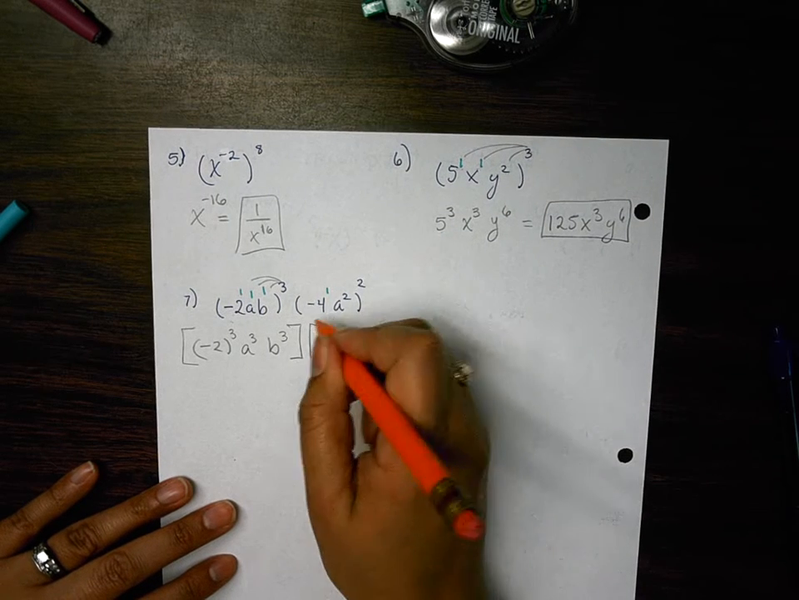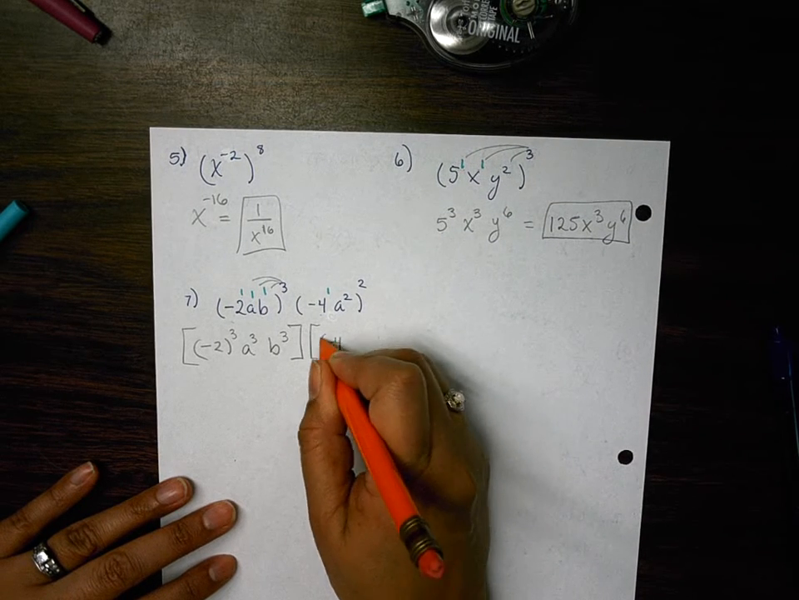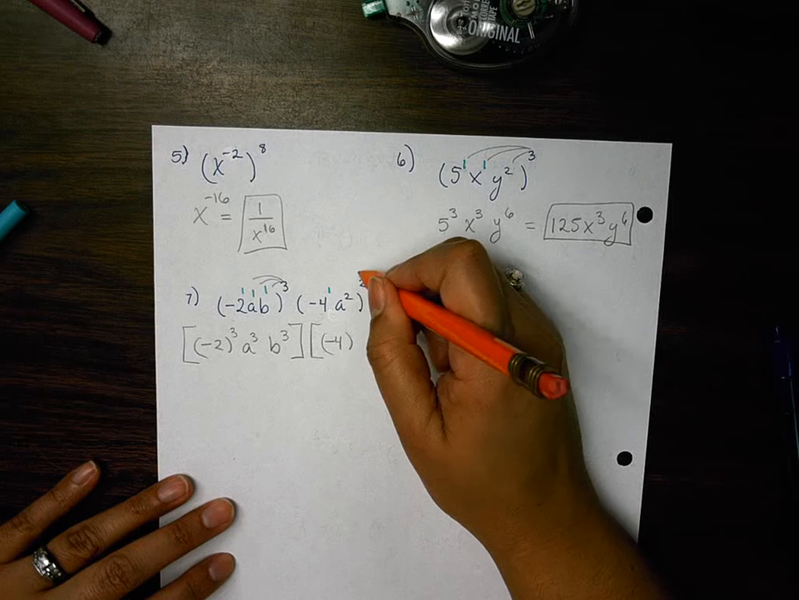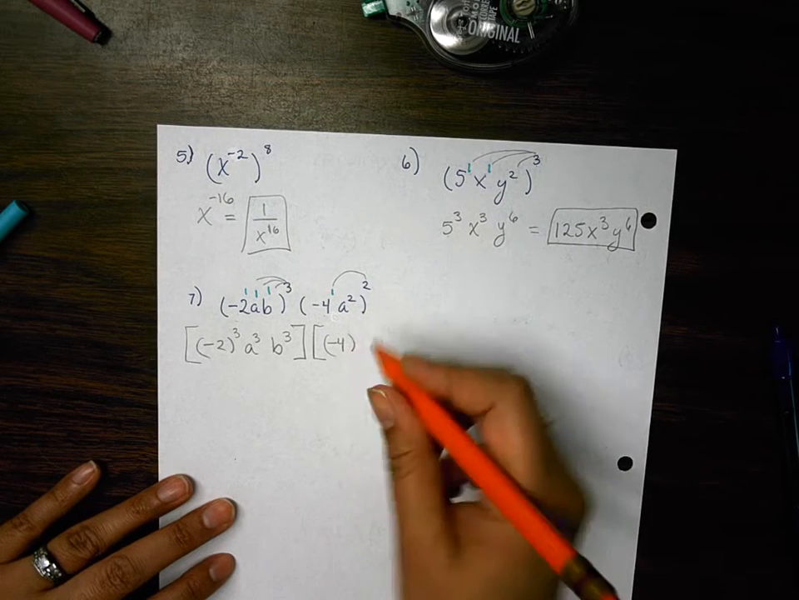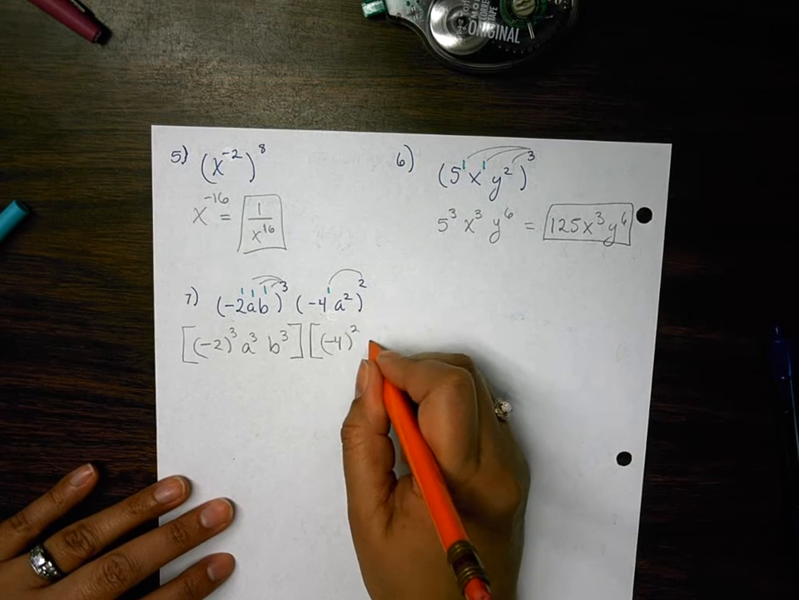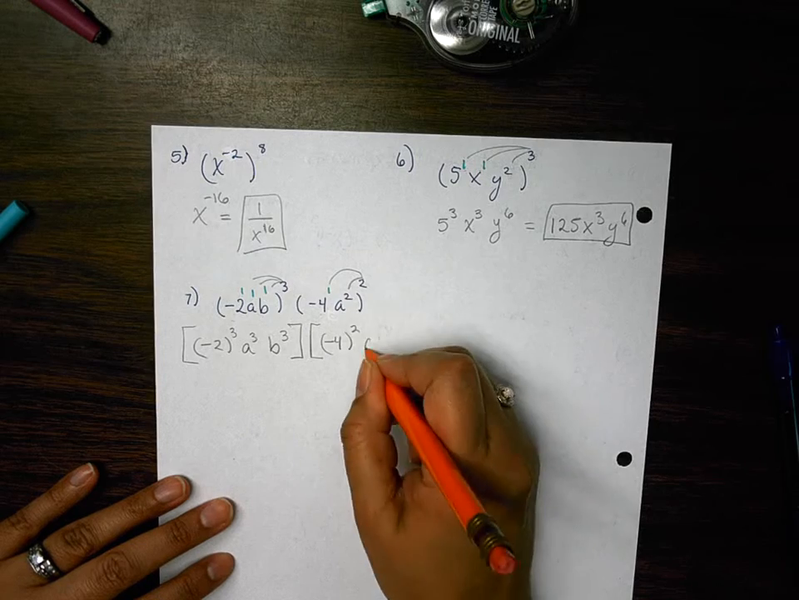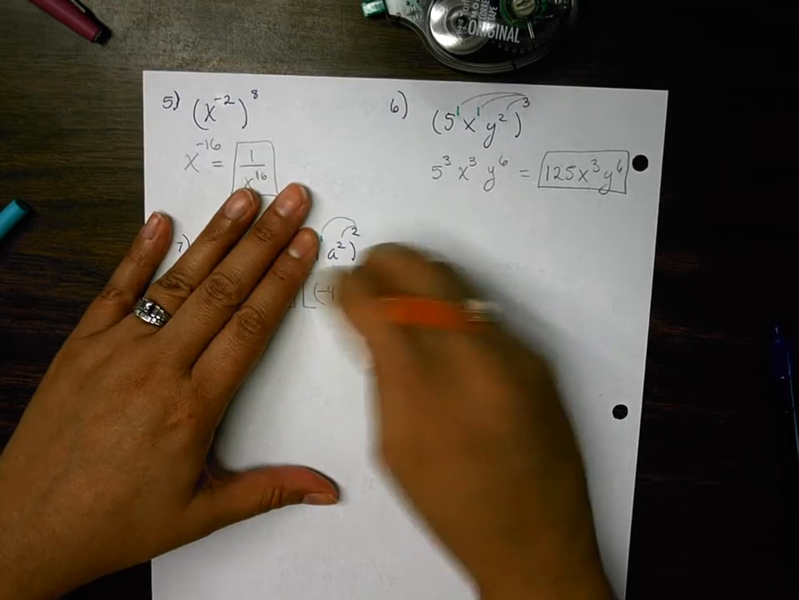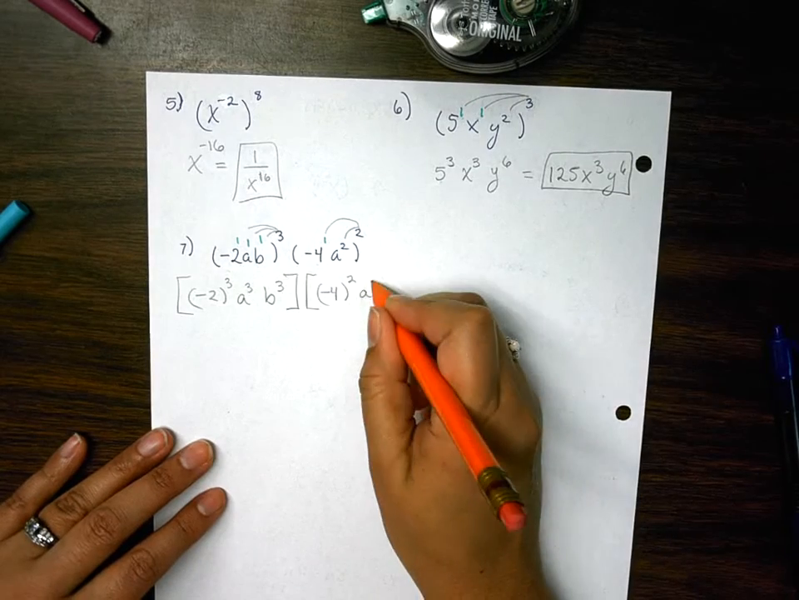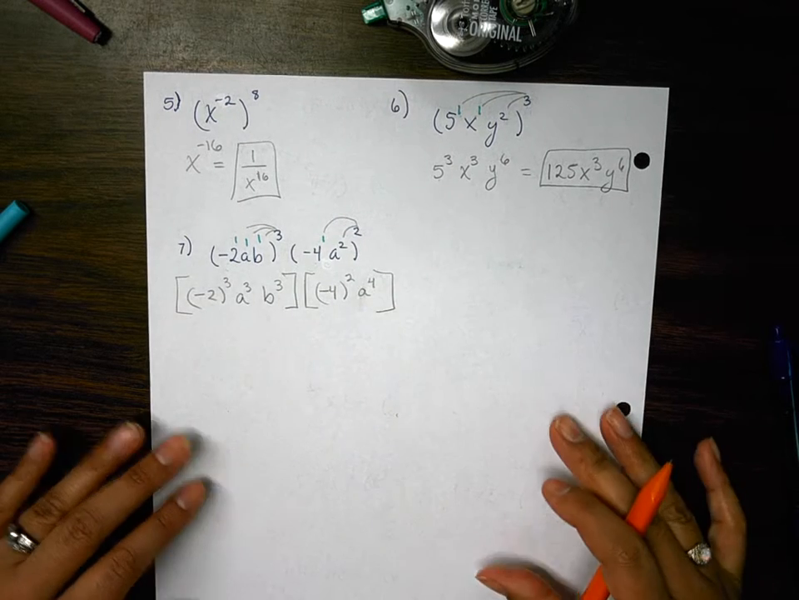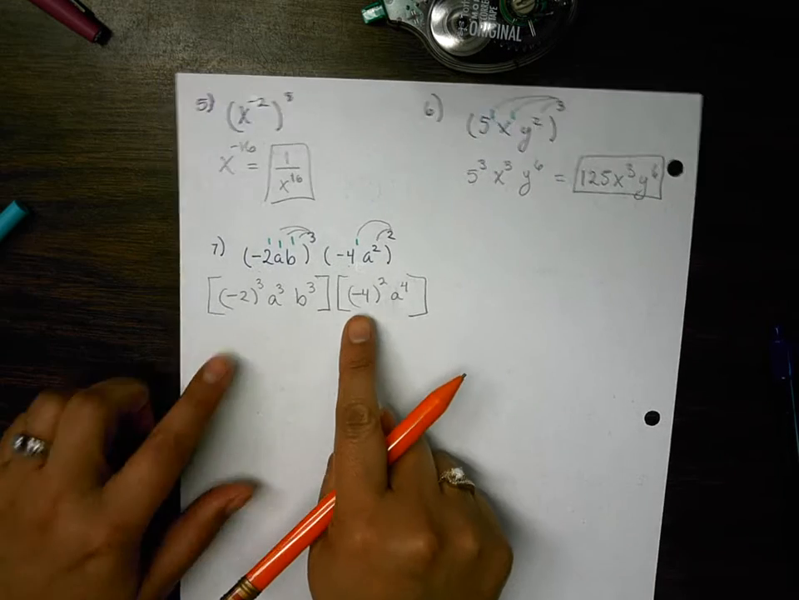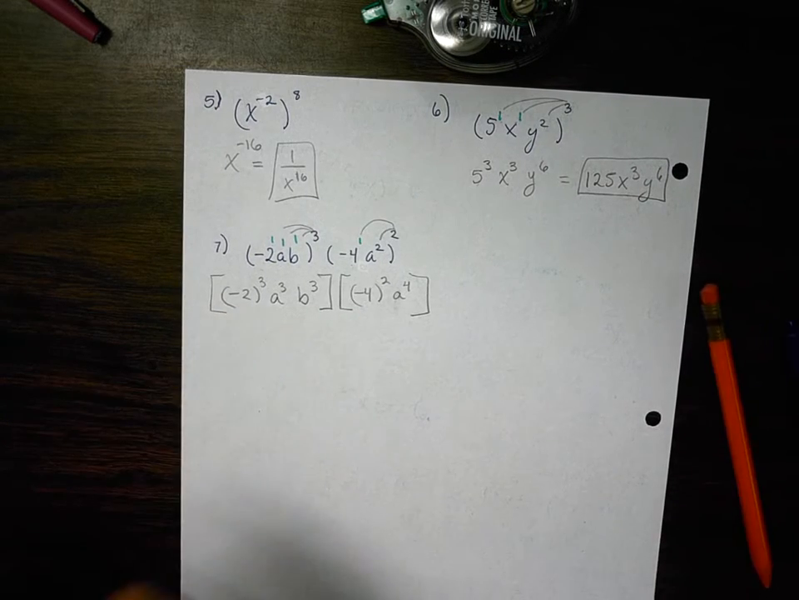Again, the 4 is negative, so I'm going to put it in parentheses only because it's negative, and distribute, and 1 times 2 is 2, and then I distribute to that one. A to what power? A to the 4th. Now, before I multiply these two numbers together, I do have to clean it up.